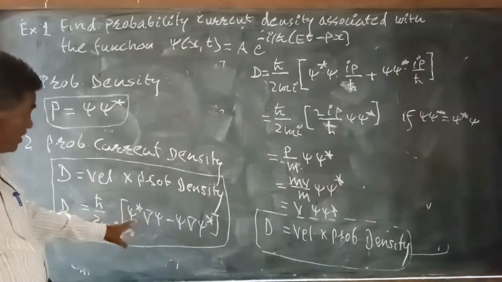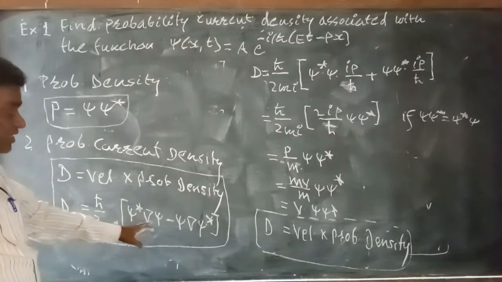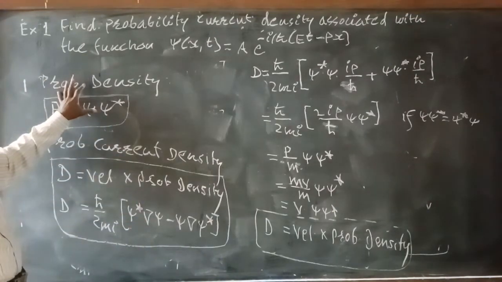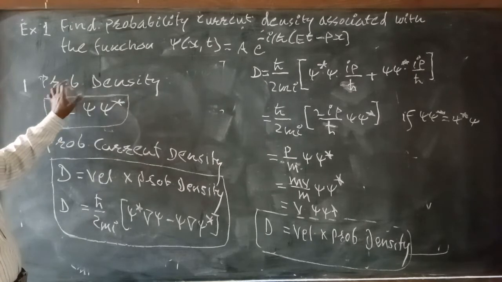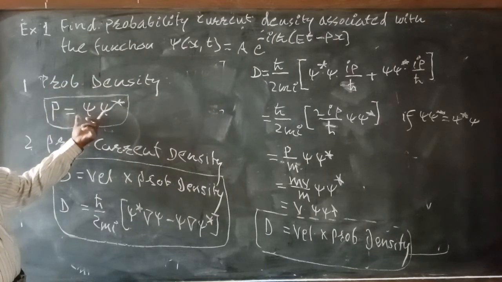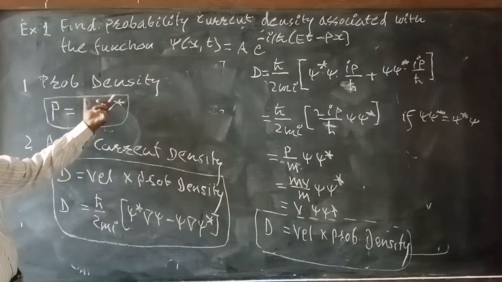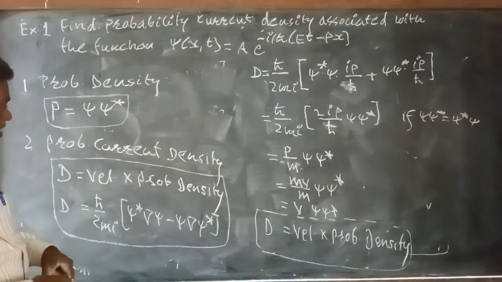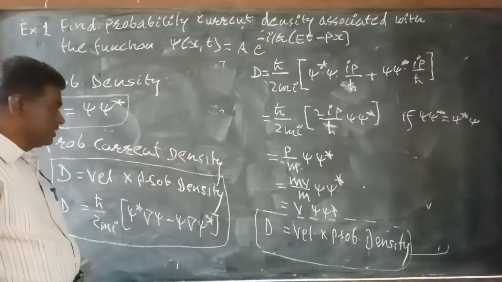Earlier we derived the probability current density as this expression, and this is equivalent to this. So remember the two definitions. Probability density is defined as the product of the wave function psi and its complex conjugate, and probability current density is defined as the velocity of the particle and the probability density.